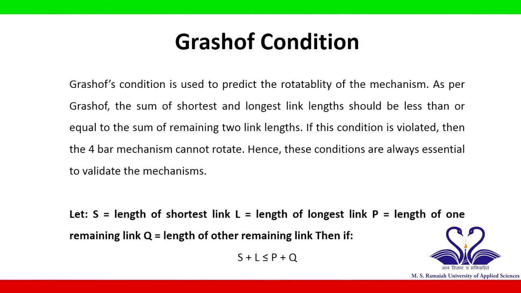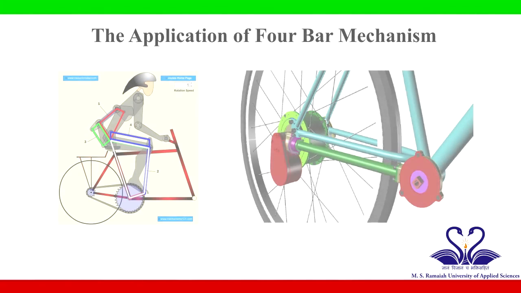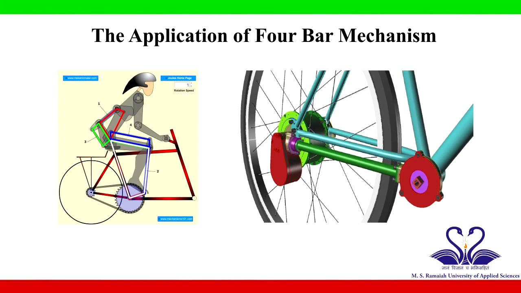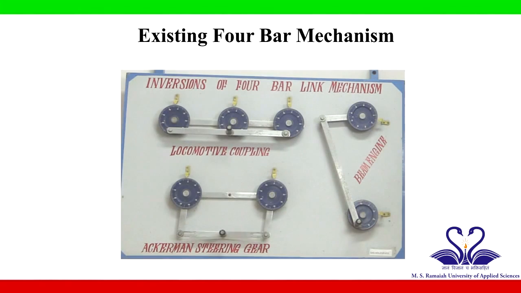Grashof's condition is used to predict the rotatability of the mechanism. As per Grashof, the sum of the shortest and longest link lengths should be less than or equal to the sum of the remaining 2 link lengths. If this condition is violated, then the 4-bar mechanism cannot rotate. Hence, these conditions are always essential to validate the mechanisms. The applications of 4-bar mechanism in everyday life: an existing 4-bar mechanism model in relevance to locomotive coupling, steering gear system and beam engine is as shown in the image.